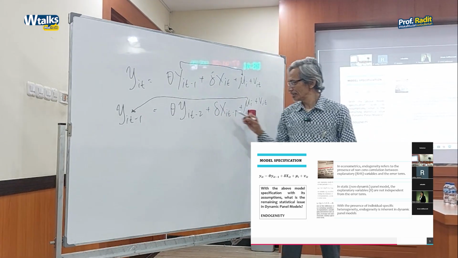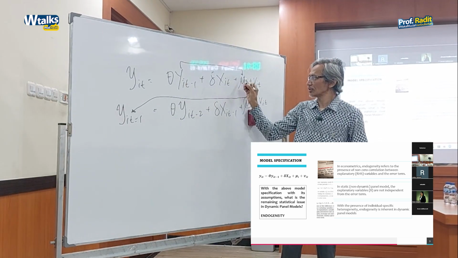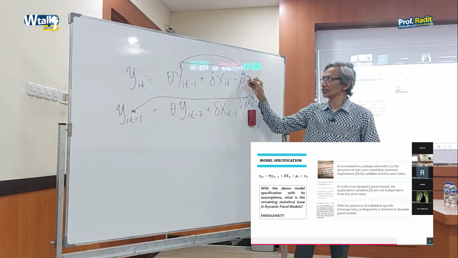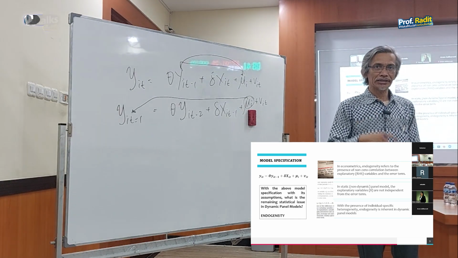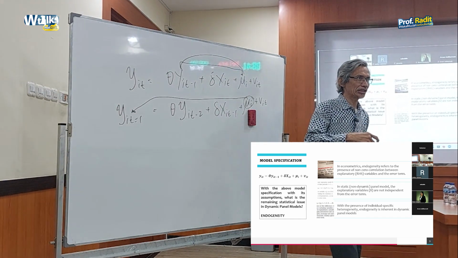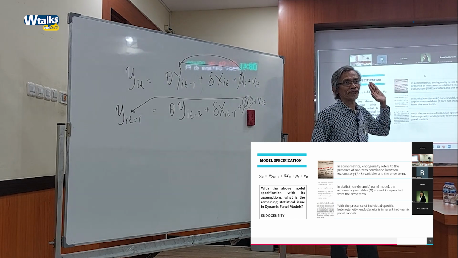Right? Because we make this to be equal. So this one component of this. So that's why these two are correlated. And when these two are correlated, we have an endogeneity problem. And that's the main source of endogeneity, even if all the assumptions that we have made are right.